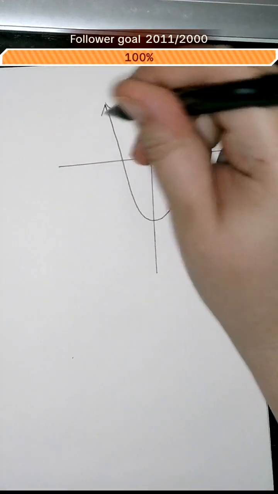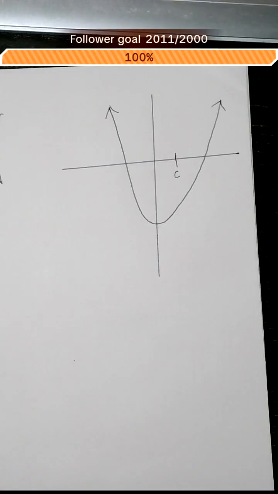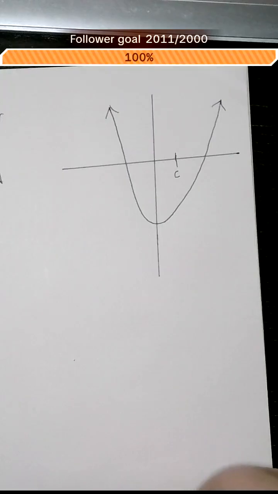This is the part of the live where I warn you, my drawings are terrible, so please forgive me if it looks like I can't draw to save my life. Yes, we can assume it's a parabola. This is not a very good drawing of one, but this is a parabola.